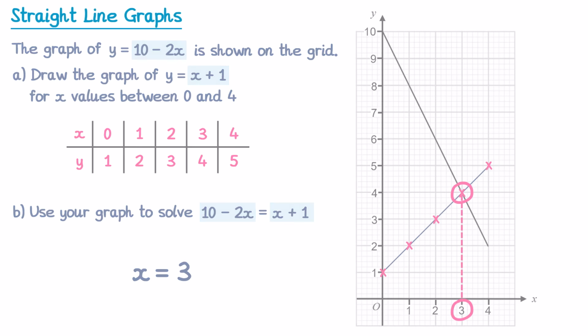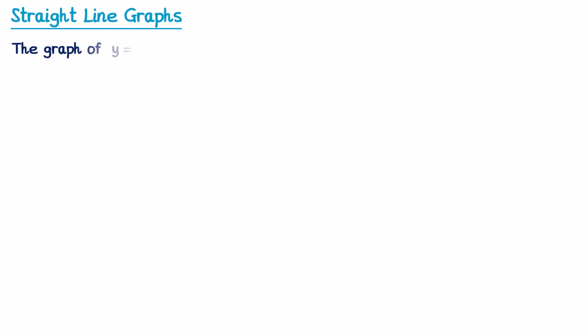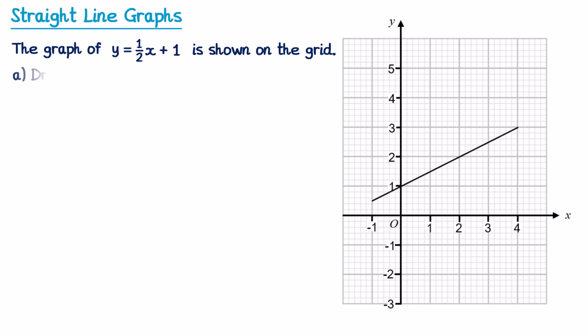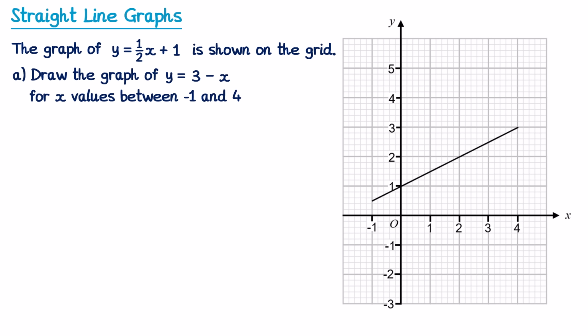Let's have a look at a second example. So as with the last question, they draw one of the graphs for us. So they've drawn y equals a half x plus 1. And then we'll be asked to draw an extra one. So we need to draw y equals 3 minus x for x values between negative 1 and 4. Once again, I'll do this quickly.